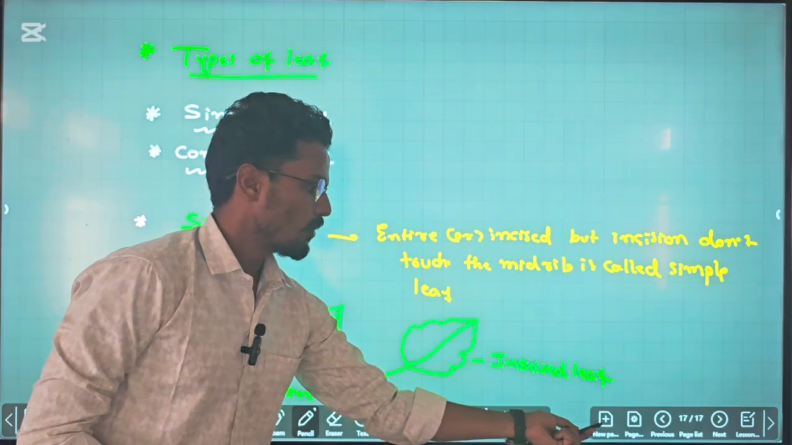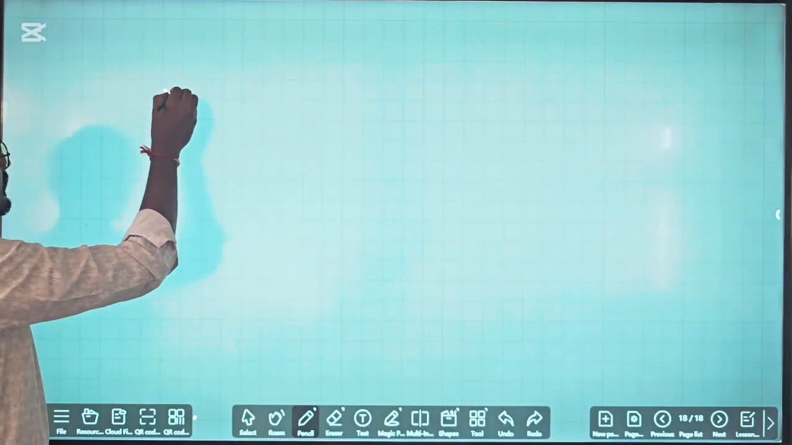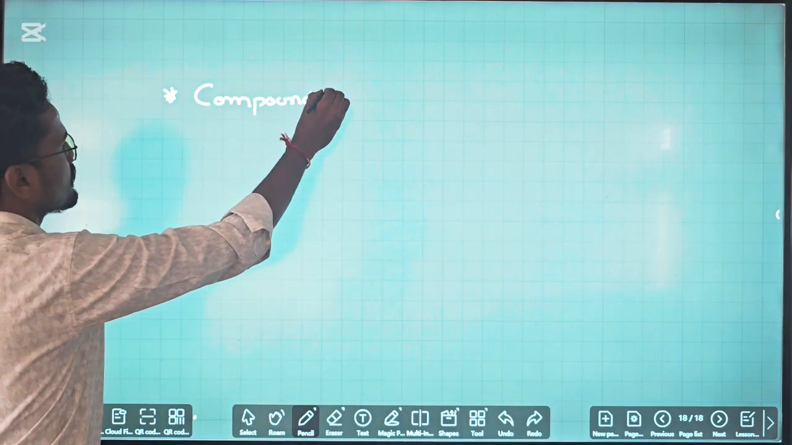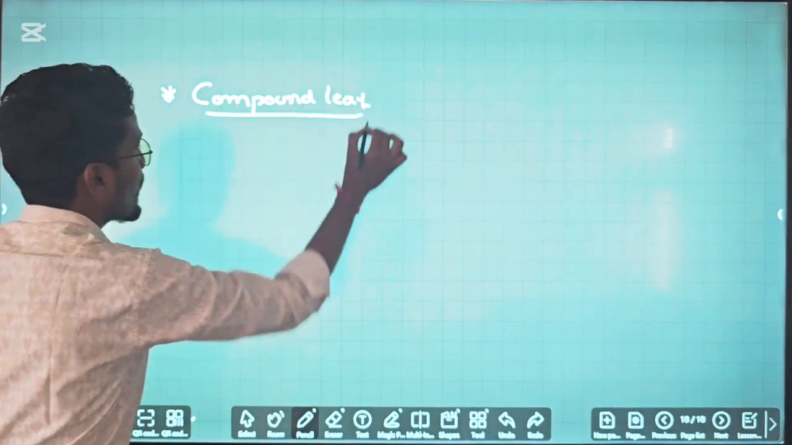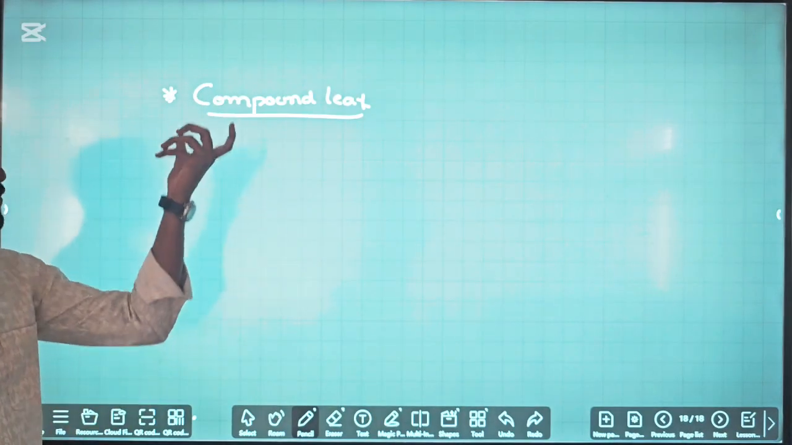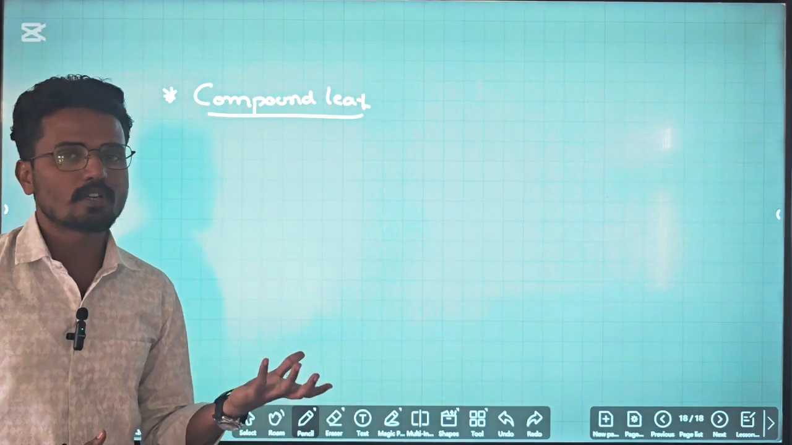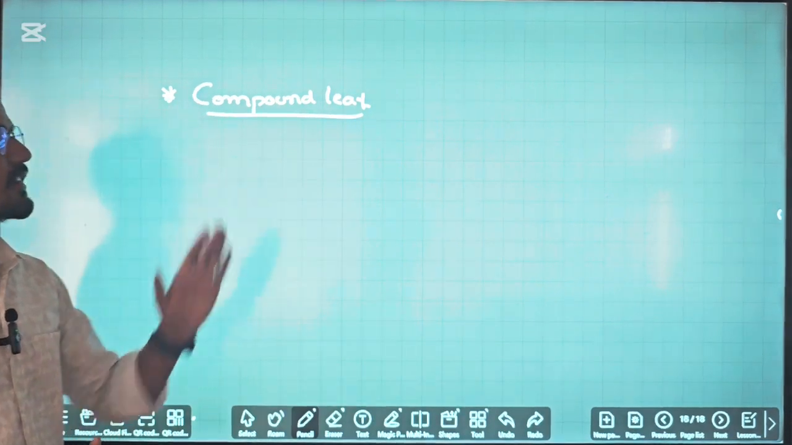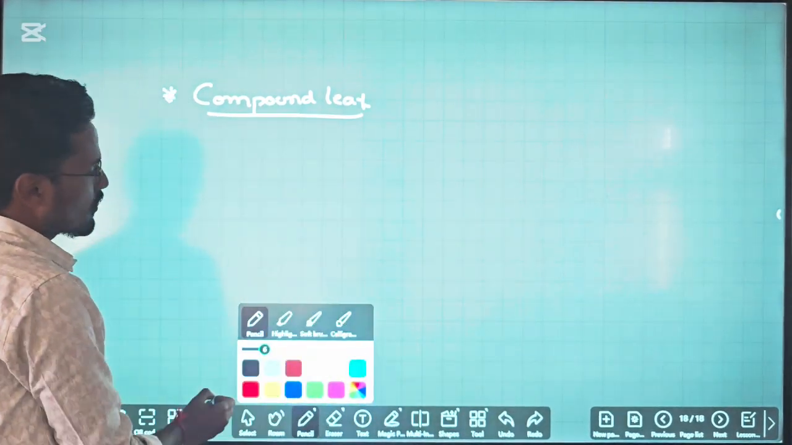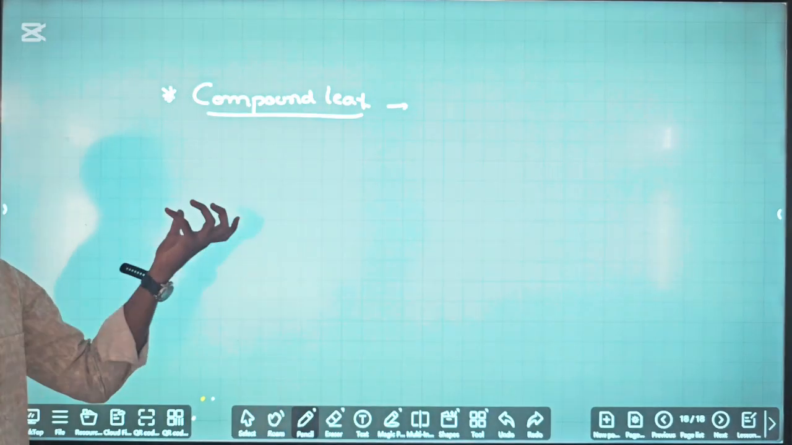Next we will see what exactly the compound leaf is. As the name indicates, the word compound arises from complex. The leaf itself becomes somewhat complex compared to the simple leaf. That's why it is called a compound leaf.